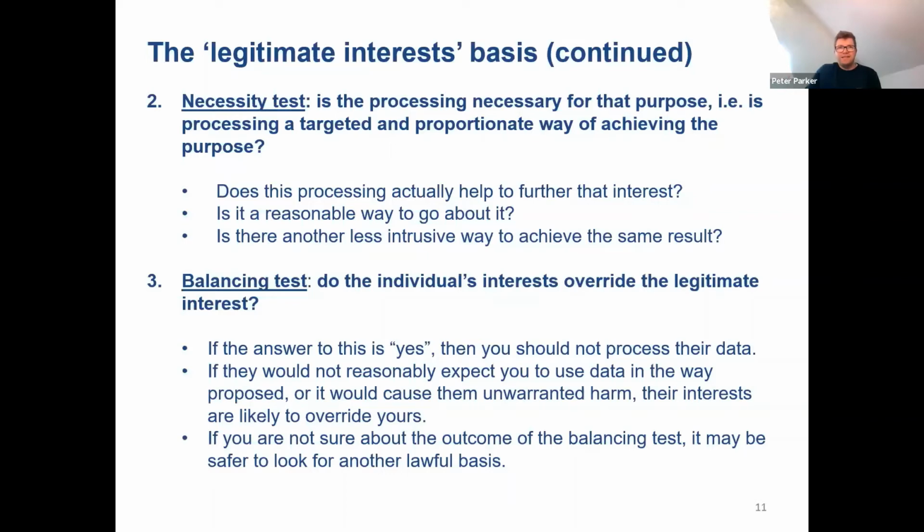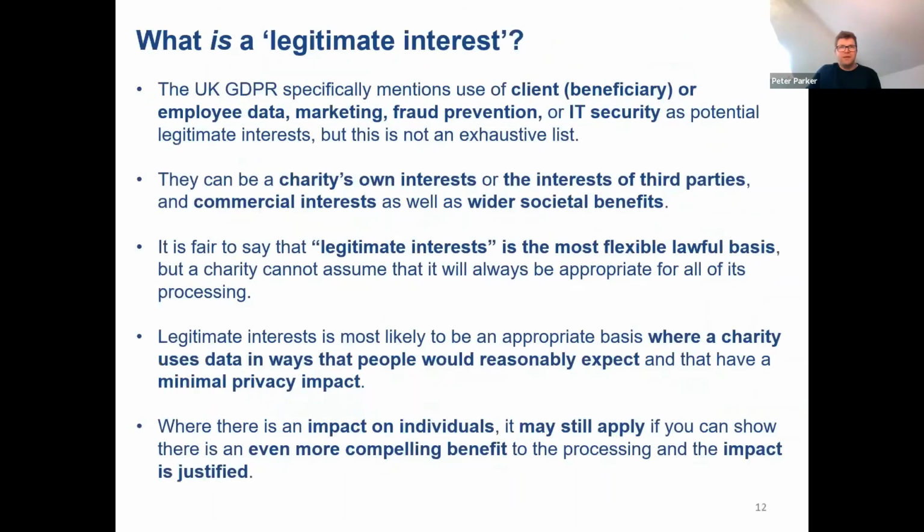And then finally, the balancing test, which is probably the most difficult bit. This is where the charity should ask themselves, do the individual's interests override the legitimate interest that's been identified? If the answer to this is yes, then you should not process the person's personal data. If they would not reasonably expect you to use data in the way proposed, or it would cause them unwarranted harm, their interests are likely to override yours. If you are not sure about the outcome of the balancing test, it may be safer to look at another lawful basis.